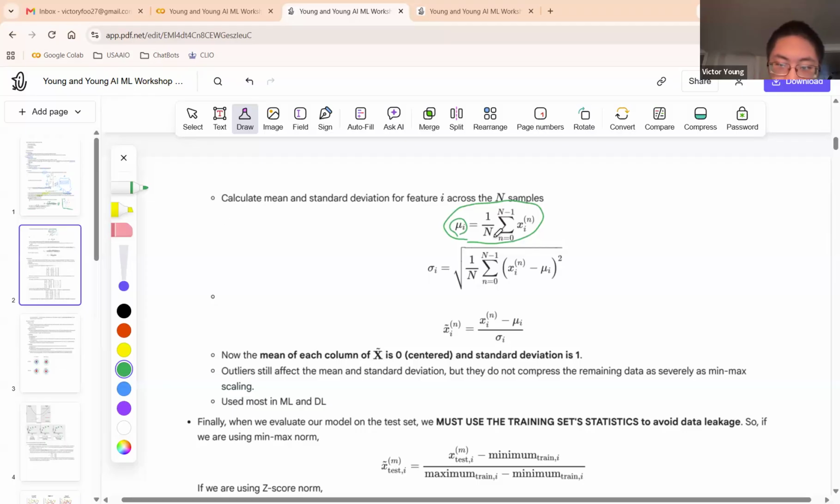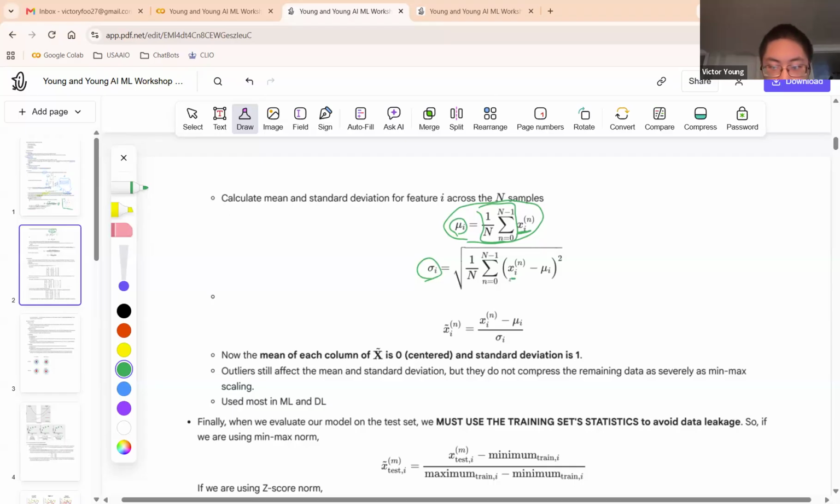Okay. This notation is kind of big, but all it means is sum it all up and divide by n. So sum all of the individual feature values and divide by n, which is what the mean is. You just sum it all up and divide by the total number. And here is the standard deviation. Standard deviation is a measure of, on average, how far each data point is from the mean.